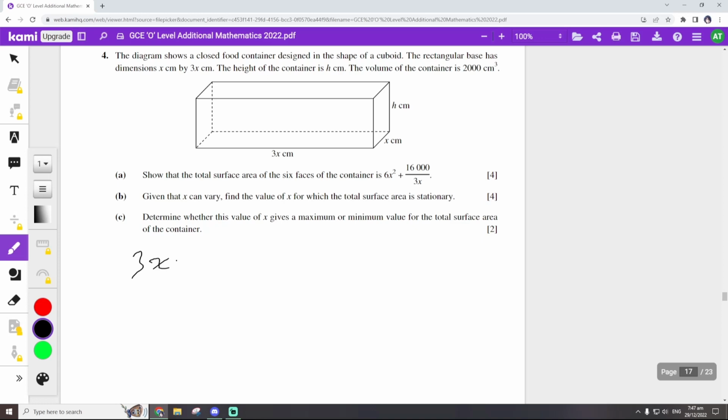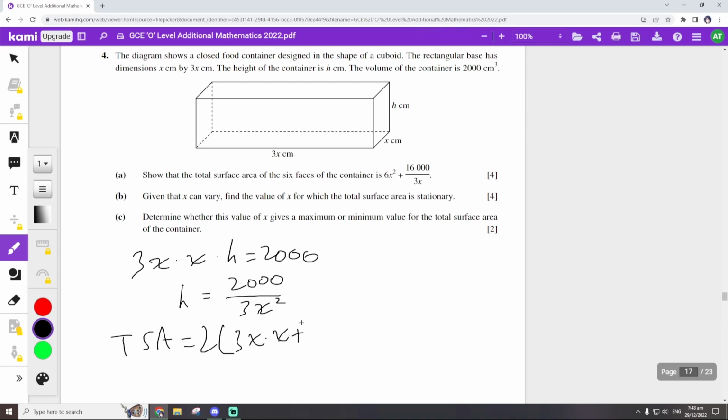So we know that 3x times x times h equals 2000. So we can solve for h in terms of x, which is just 2000 divided by 3x squared. So the total surface area, so we need 3x times x plus x times h, which is 2000 over 3x squared, plus 3x times the same thing. And everything here we multiply by 2 because the faces all come in pairs, right?